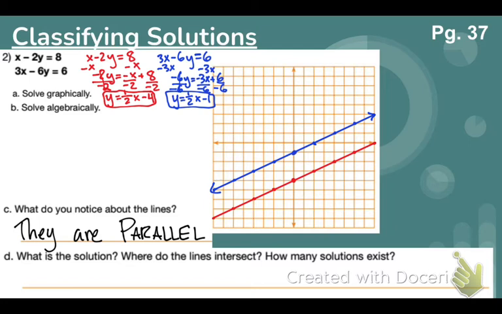Okay, now it asks us to solve it algebraically. I'm going to use the same method here that we used before. We're going to use elimination. But we totally could use substitution too. It's a -3 though. Is it? Yes, -3. So when we want to get rid of that.